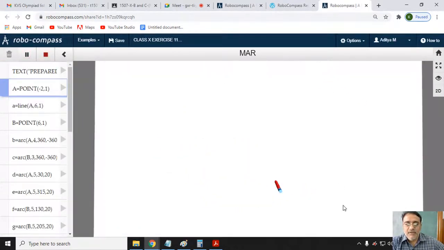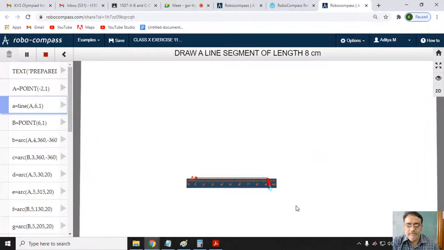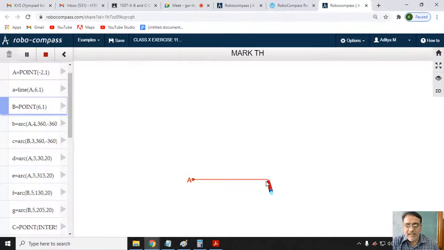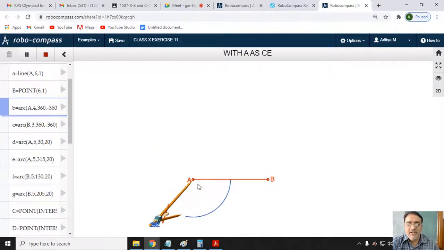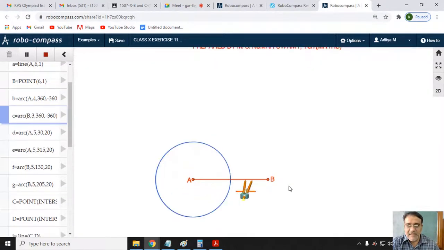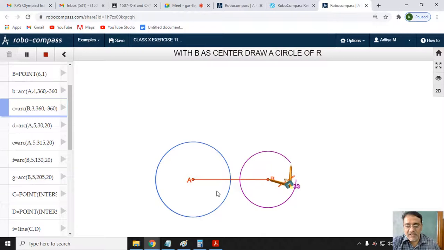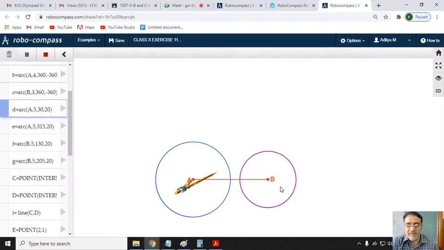First we are going to take point A. ओके, यहाँ से एक लाइन ड्रॉ करेंगे. Now we'll take this point as B, right? Now with center A, we have to draw a circle of 4 centimeter. And with center B, we have to draw a circle of 3 centimeter radius. ठीक है, ये 4 centimeter radius और ये 3 centimeter.